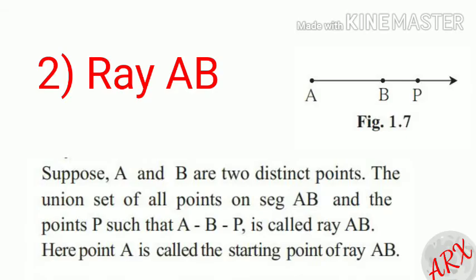Second point is ray AB. Suppose A and B are two distinct points. The union set of all points on segment AB and the point P such that A-B-P is called ray AB. Here, point A is called the starting point of ray AB.